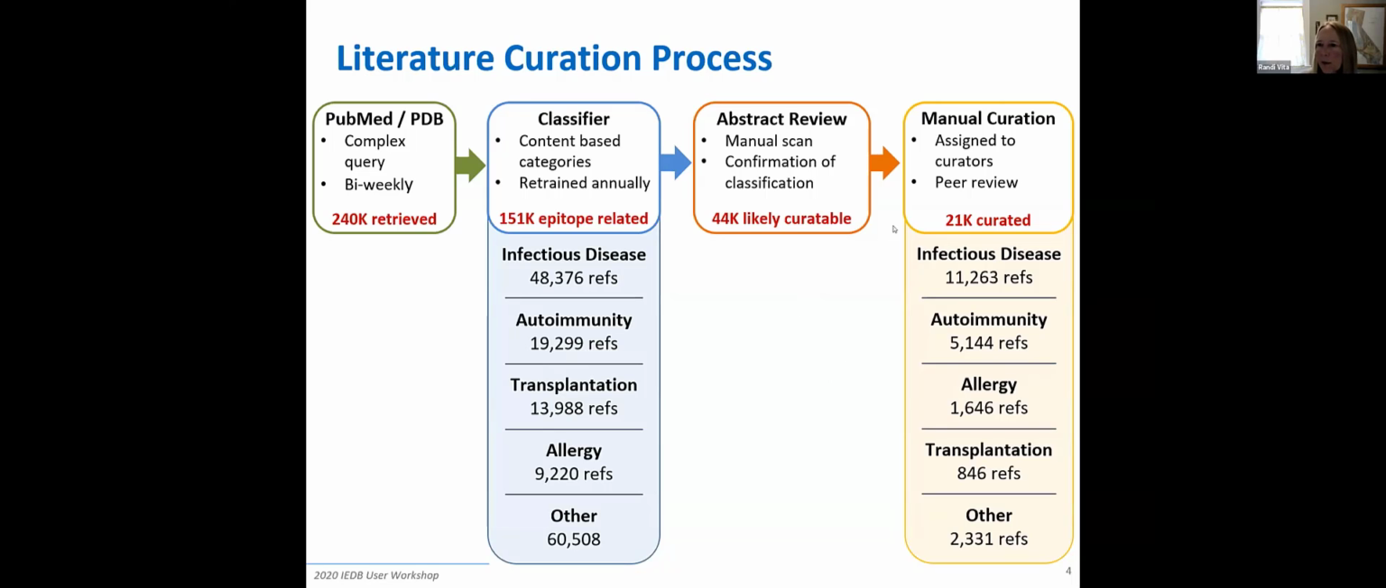And there's a full team of people adding to this data every week. And in the end, these are the categories of how the papers fall, being primarily infectious disease, then autoimmunity, allergy, and transplant. But this is entirely reflective of the literature. If suddenly there were a lot more epitopes published in autoimmunity, those numbers would go up. We don't bias it, we just go to PubMed and take what's there. So we have the data that we could find in PubMed. And if you think we're missing something, always let us know.